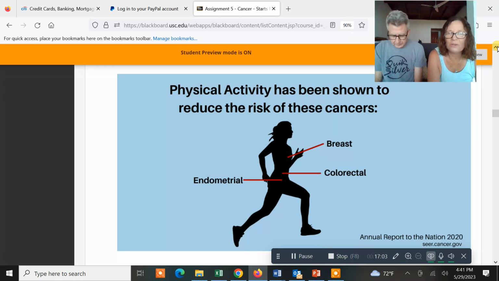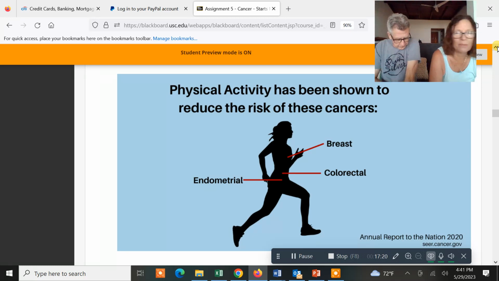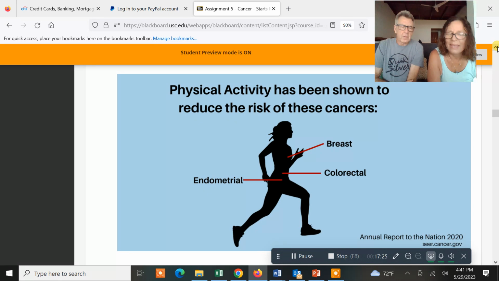So breast cancer, endometrial cancer, and colorectal cancer. Nobody wants these. These are especially kind of painful, difficult cancers to have. And just walking can be a great activity. Or if you're an athlete and you like playing tennis or swimming or surfing or playing basketball or football, all of those things can help. Playing soccer is great. Any type of physical activity, yoga, Pilates, swimming, just whatever you enjoy. Find something you like to do, and you'll be more likely to do it, and try to get a routine where you do it every day.